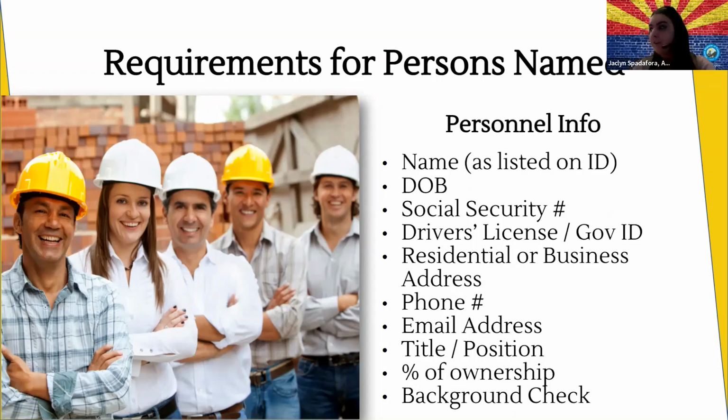The first of which is their name as listed on their government issued ID, their date of birth, their social security number, that government issued ID, which can be a driver's license or passport, residential or business address, their phone number, email address, title or position, the percentage of ownership, and a background check, again, through our website.